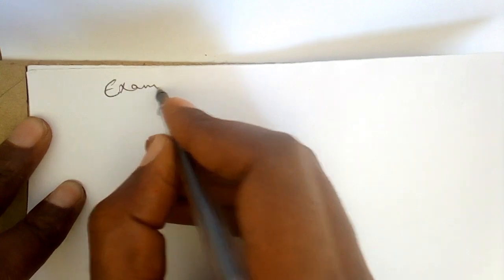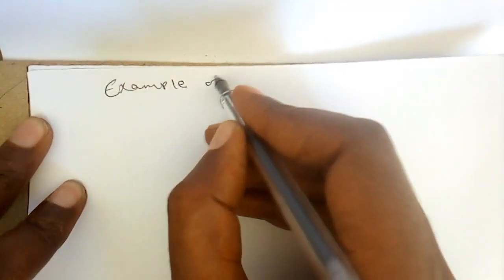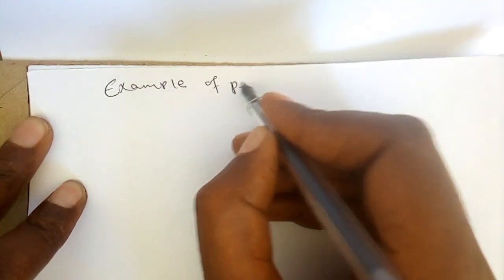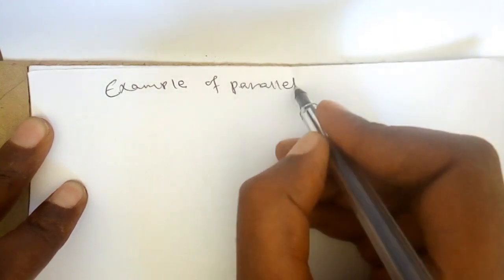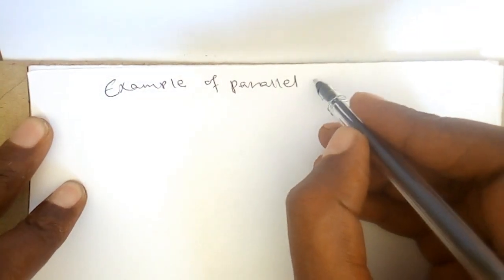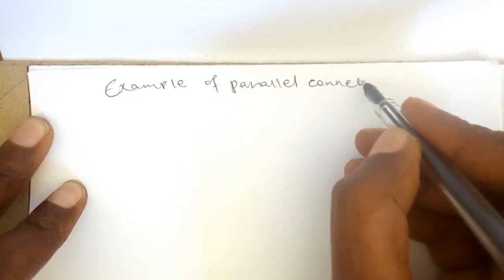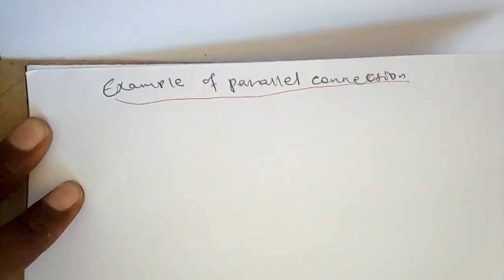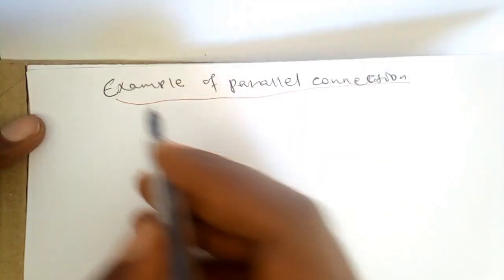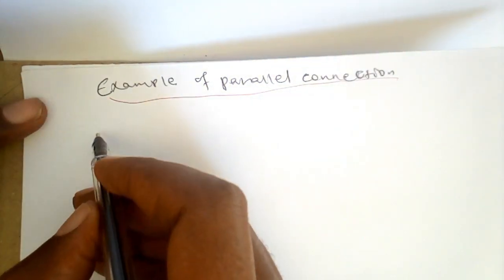Let's discuss some examples of parallel connection and how to calculate the current, the voltage, and finally the power. First, the parallel connection. In parallel connection, we said that voltage is constant and the current is summed up.